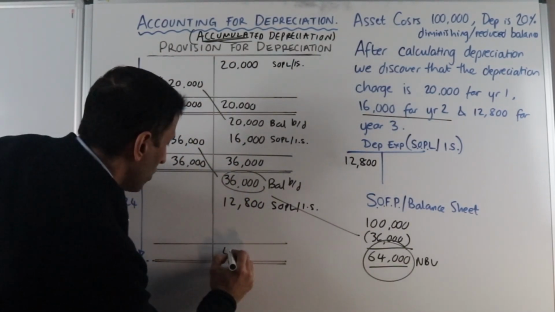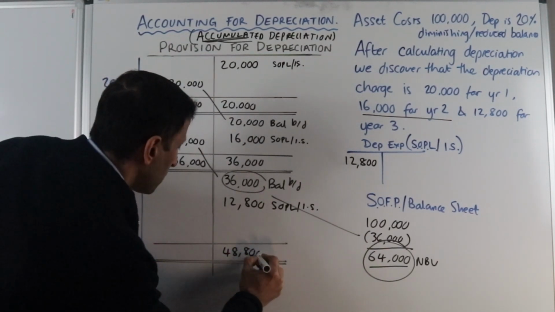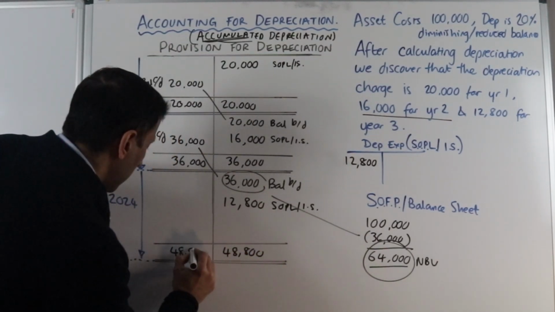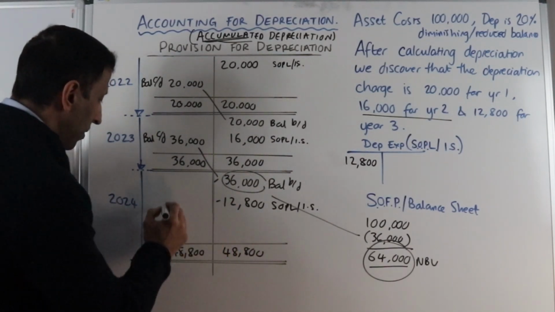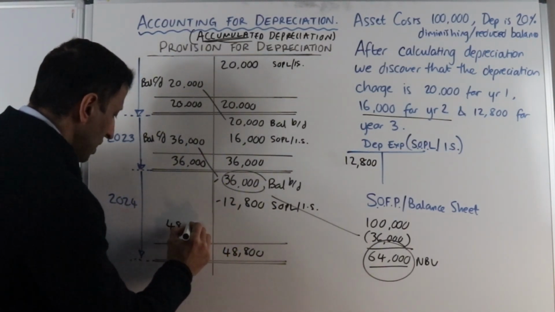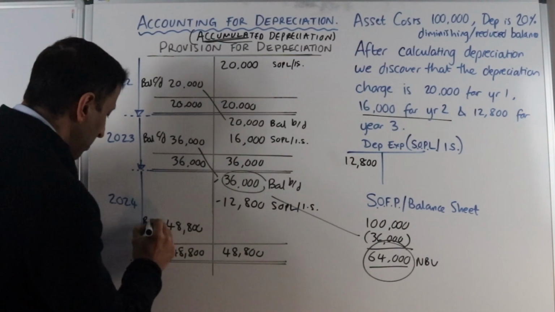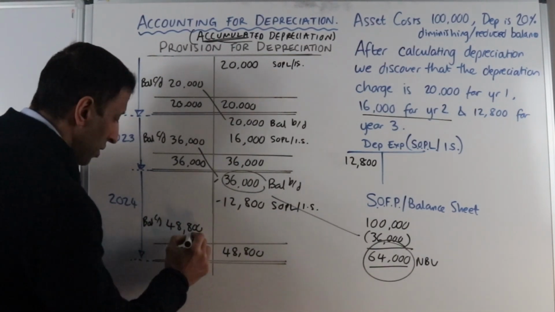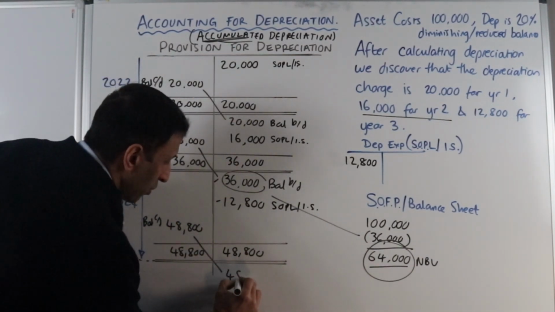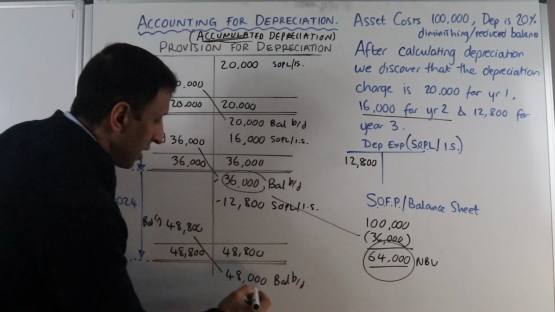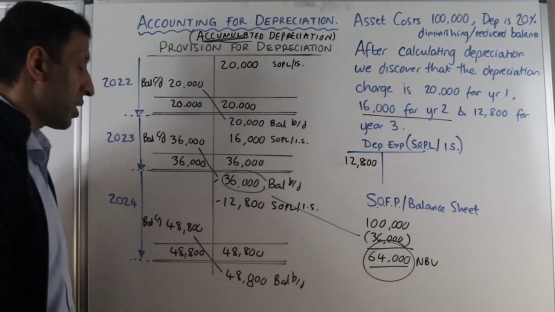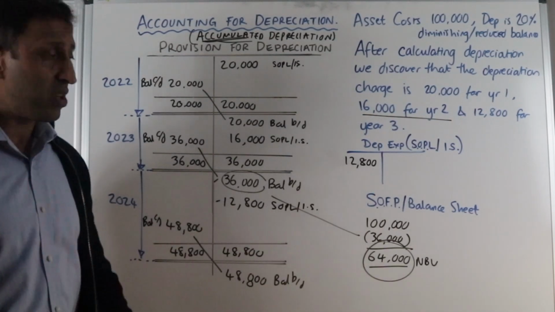That comes to 48,800, and the missing number this side both adds up to that, this side doesn't. There's a missing number there, 48,800, and that is the balance to carry into next year. And the balance then brought down at the start of the following year is 48,800 on the accumulated depreciation account.